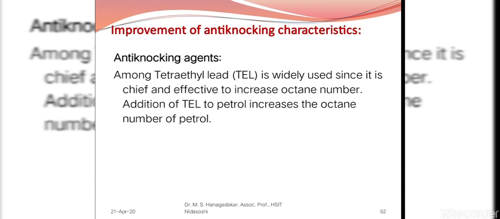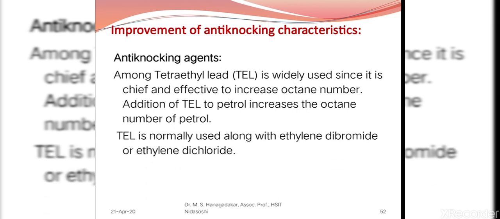So amongst these, tetraethyl lead is widely used since it is cheap and effective to increase the octane number, and addition of TEL to the petrol increases the octane number of the petrol oil. Tetraethyl lead is normally used along with ethylene dibromide or ethylene dichloride.